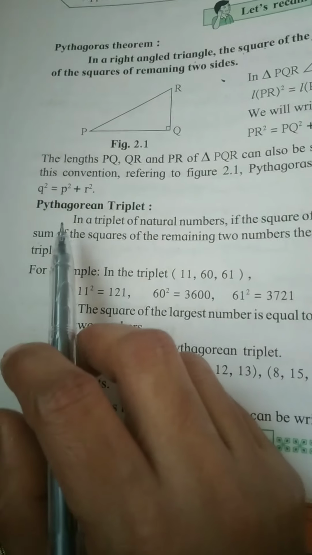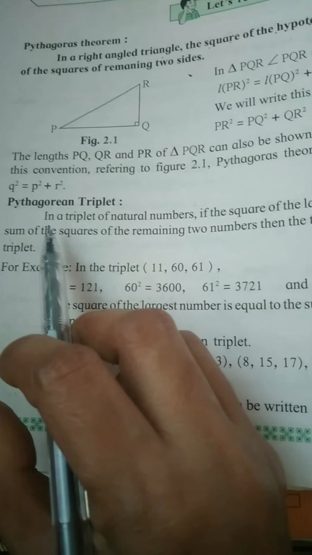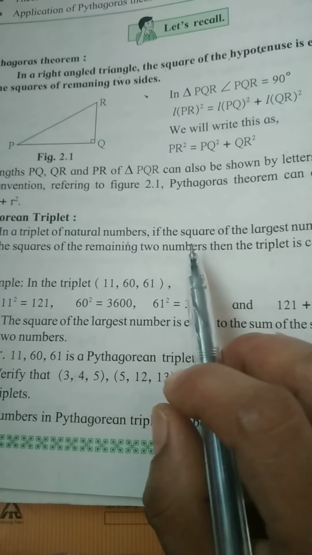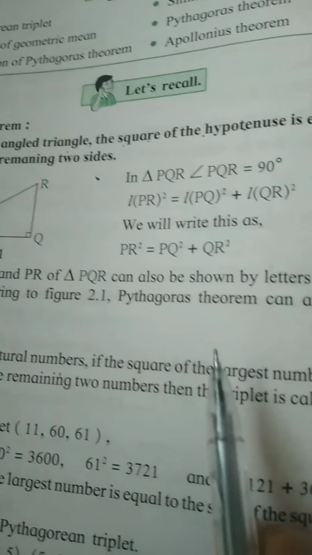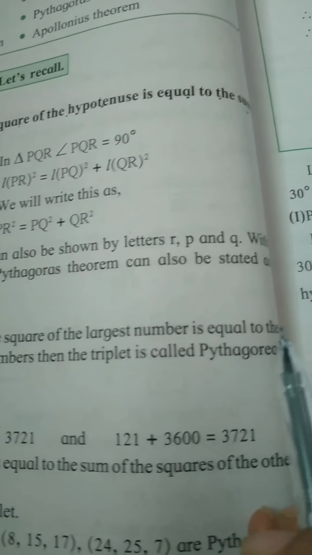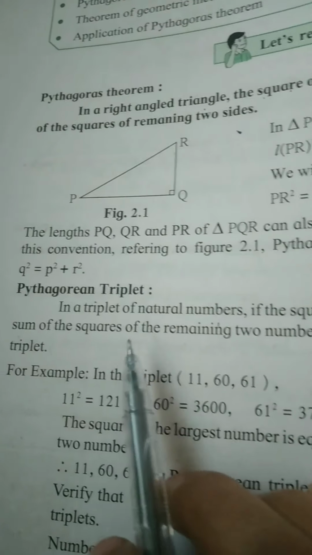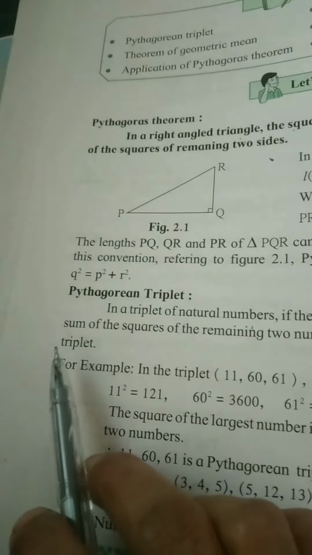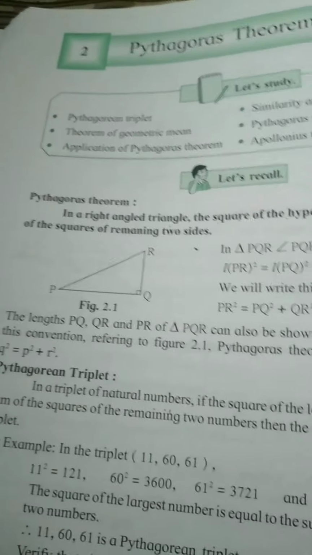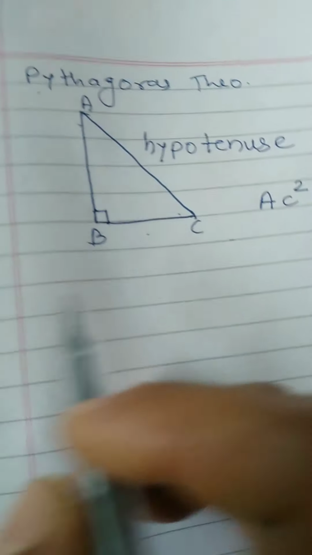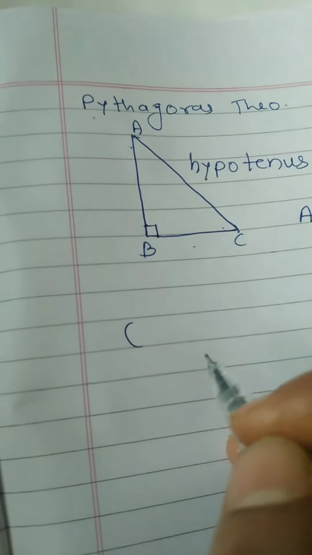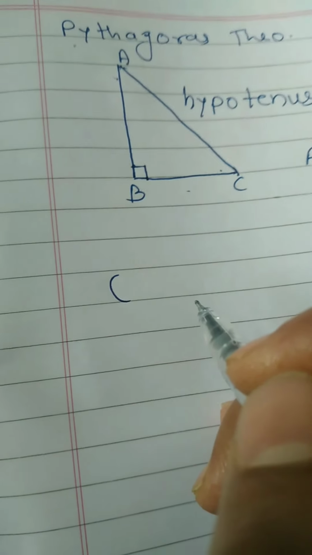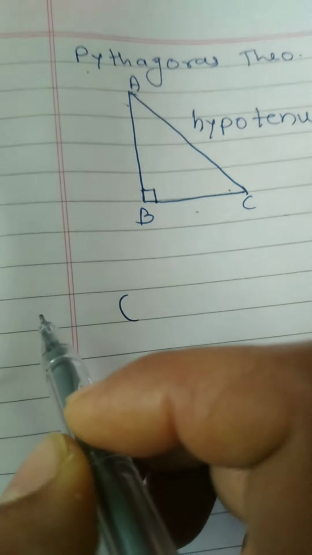Now the next topic is Pythagorean triplet. In a triplet of natural numbers, if the square of the largest number is equal to the sum of the squares of the remaining two numbers, then the triplet is called Pythagorean triplet. Triplet means three numbers, and the numbers should be natural numbers. We will see one example.